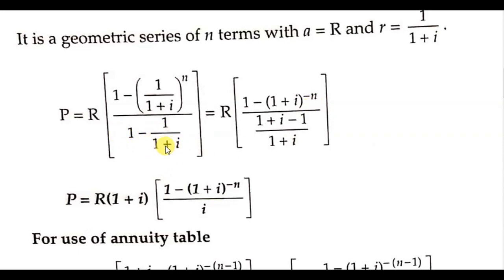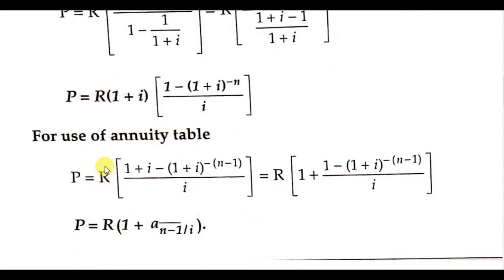Just take the LCM here. The denominator of the denominator, 1 plus I, becomes a multiplier of R in this step, and in the bracket 1 minus 1 plus I power minus n, the minus 1 plus 1 got cancelled, and I will be in the denominator. Now this is the formula for present value of annuity due.